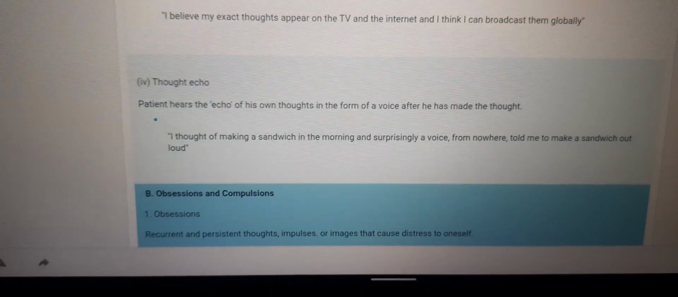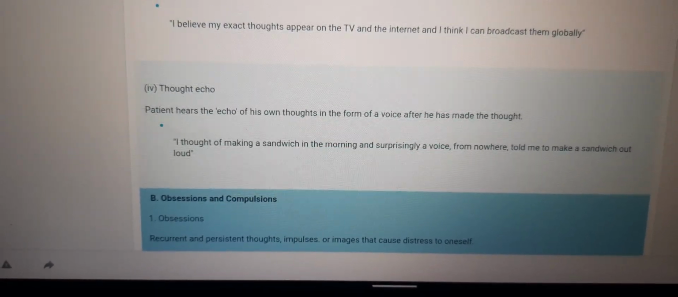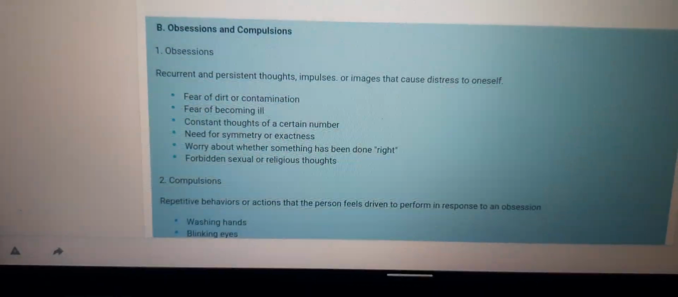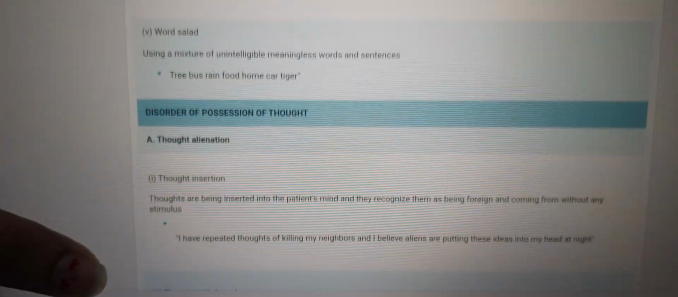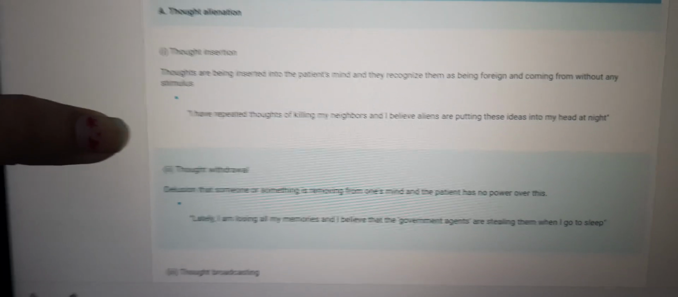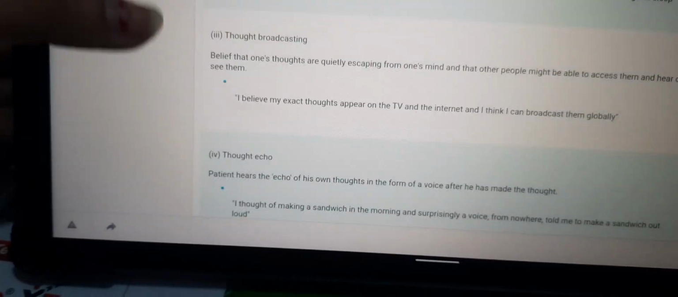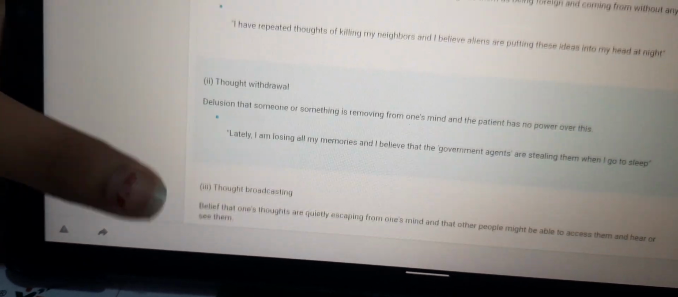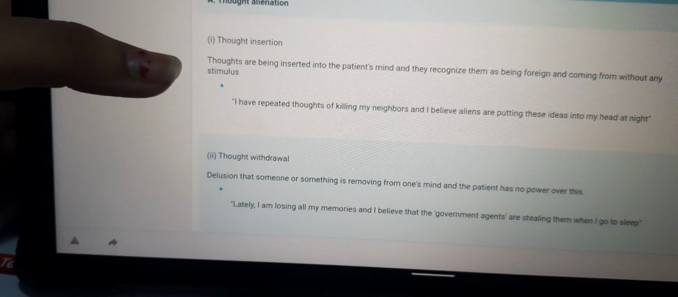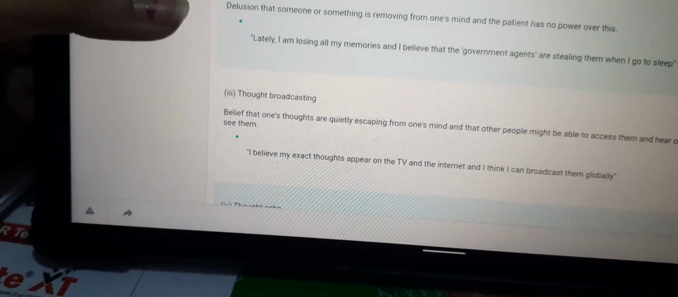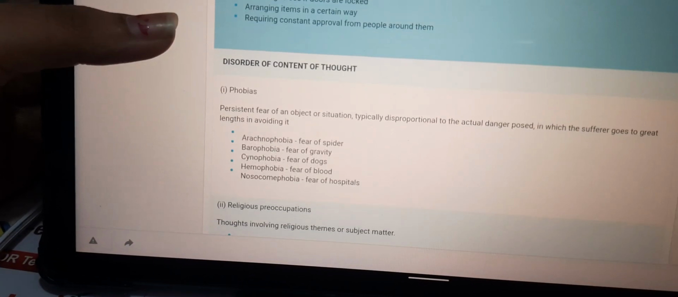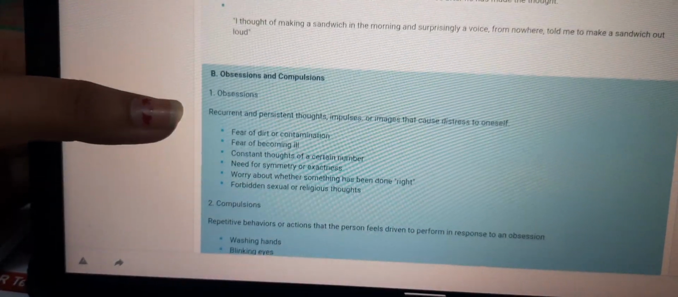Thought echo means the patient hears the echo of his own thoughts in the form of a voice after he has made the thought. Obsession and compulsions. We were studying it under the heading of disorder of possession of thought, which was divided into two parts: thought alienation, and obsession and compulsion. Thought alienation was further subdivided into four parts: thought insertion, withdrawal, broadcasting, and thought echo. And obsession and compulsion was divided into two parts, that is, obsession and compulsion.